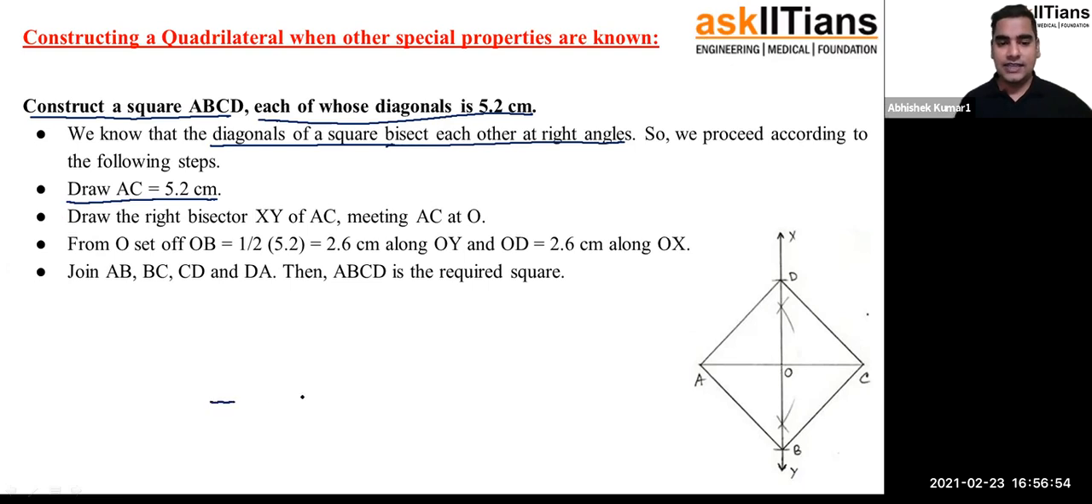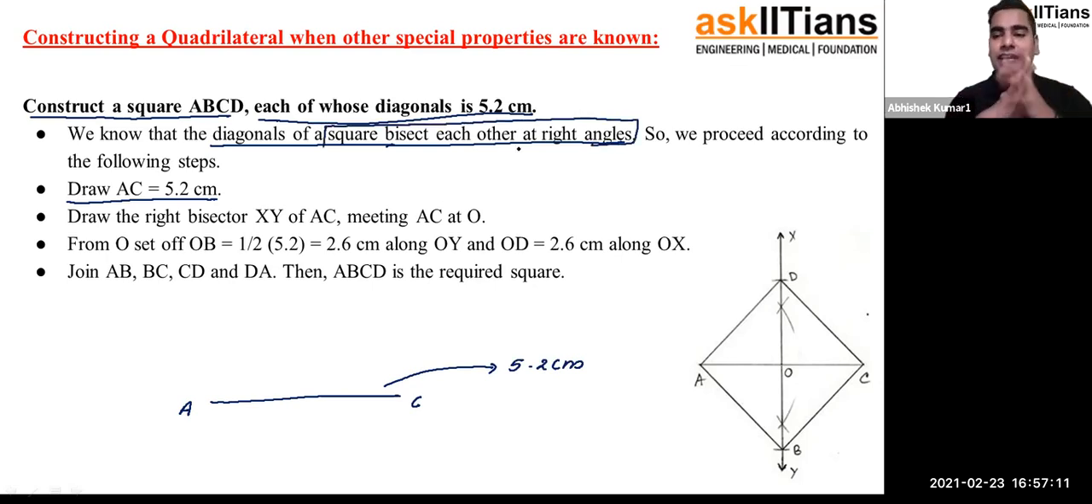So let's say this is AC. This is A, that is C, and the length of AC is equal to 5.2 centimeter. Now, because they bisect each other at right angle, that's what the property says. Bisecting at right angle means that the bisector will be a perpendicular bisector of AC, and we all know how a perpendicular bisector of AC can be drawn.